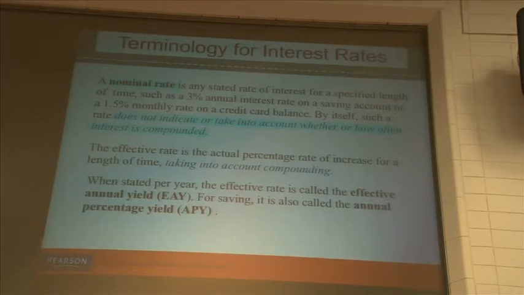Now, however, there is something called the effective rate. So you have a nominal rate, plain old thing, doesn't include your compounded interest, right? The effective rate, however, does take into account compounding. Once stated per year, the effective rate is called the effective annual yield, or EAY. If you're talking about saving money, it's the same calculation, you just give it a different name, because instead of spending, you talk about saving. That is your annual percentage yield.